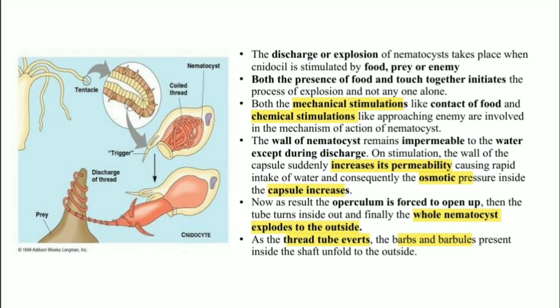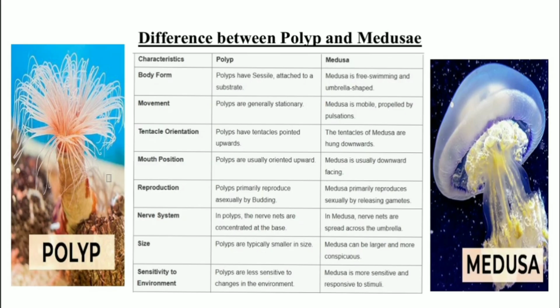Now you need to note the point that once the cnidoblast is used, it gets replaced by another cnidoblast within approximately 48 hours, and it cannot be used again. It is discarded. So do you remember in previous class I told you that the cnidarians exist in two forms, either polyp or medusa form. So we need to understand what is the difference between the polyp and medusa form.